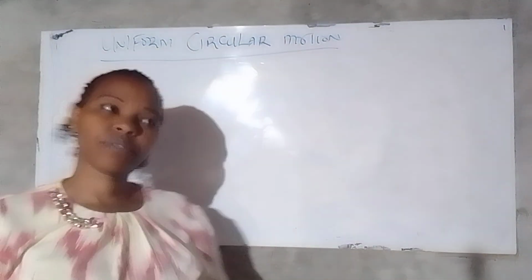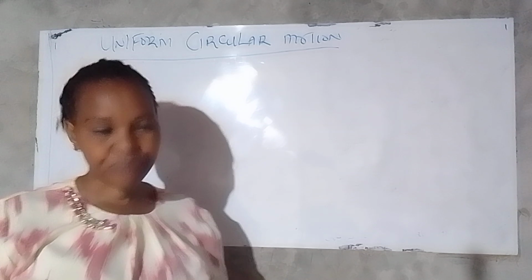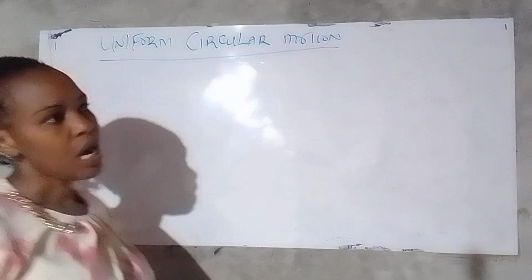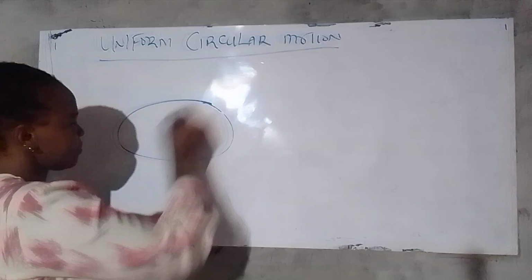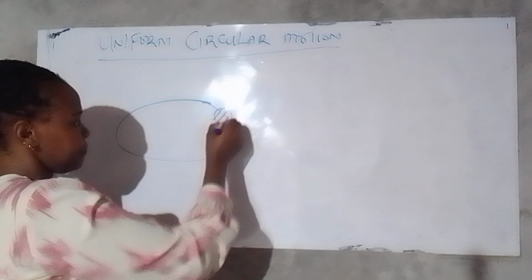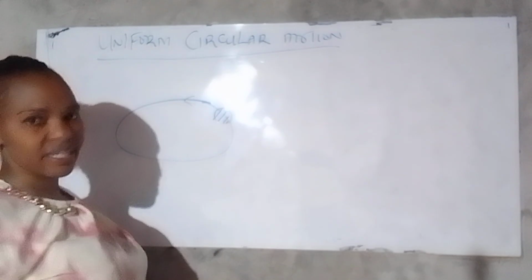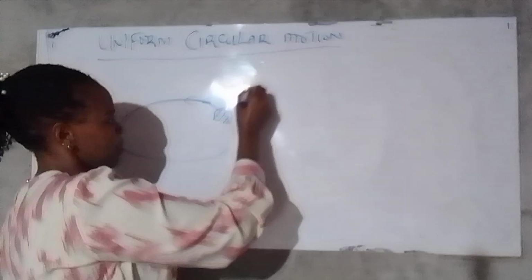And in circular motion, a body moves on a circular path. Okay? So if you have an object there, and it is moving on the path I've traced, then that body is moving in circular motion.